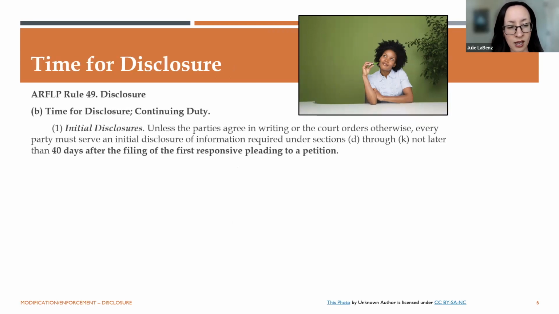Now, under Rule 49, disclosure is due 40 days after the filing of the first responsive pleading to a petition. However, when you're post-decree, there's no required response. That's why under Rule 91, when you're post-decree, the time for your disclosure is as ordered by the court or agreed to by the parties. The parties will generally get together with the court at a resolution management conference, and at that point the court can make orders about disclosure.